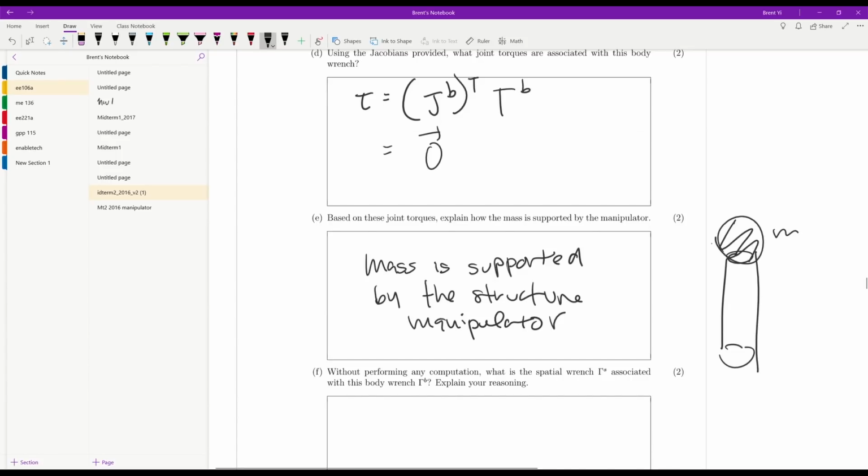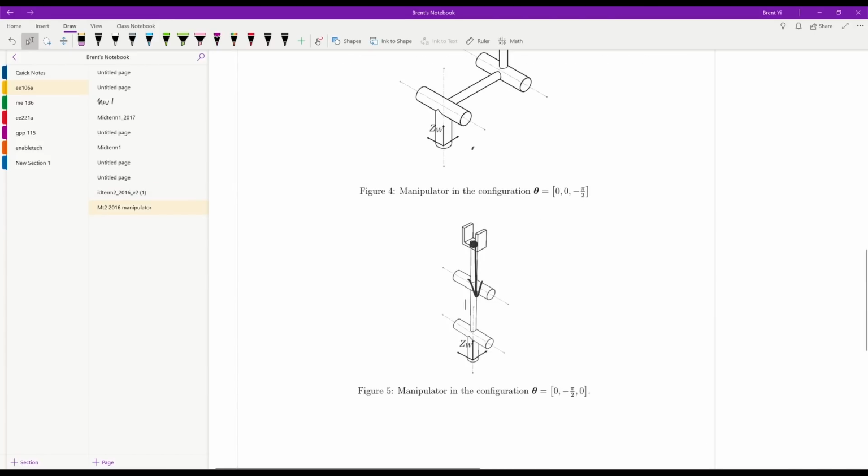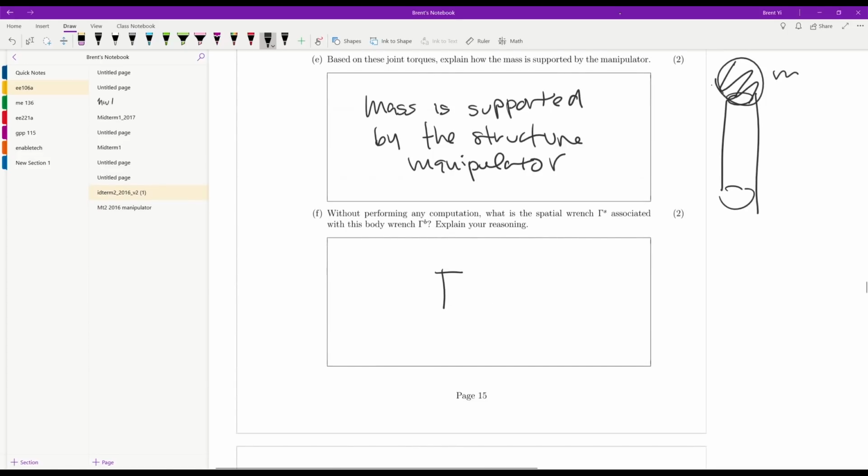Okay, so part F: without performing any computation, what is the spatial wrench associated with this body wrench? Explain your reasoning. For that, we can just do this by inspection. Again, there's clearly no torque, and we do have this vertical downwards force caused by gravity. But now, since it's a spatial wrench, we want to express that with respect to the world frame. So that gets us S is equal to 0, 0, negative mg. And here it's in the z direction because that's the way the world frame is oriented. And then 0, 0, 0.